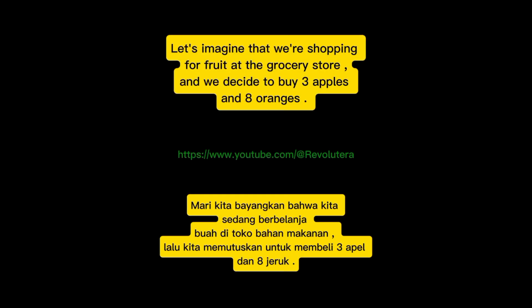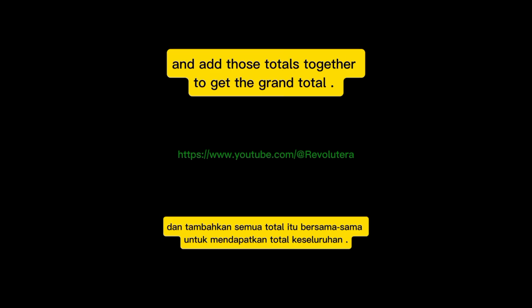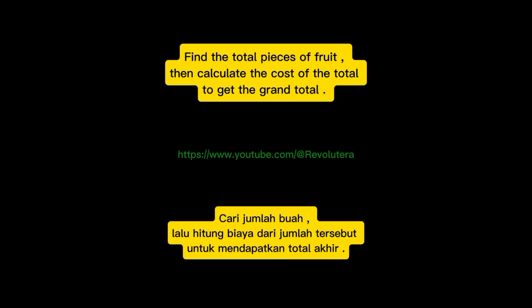Let's imagine that we are shopping for fruit at the grocery store, and we decide to buy 3 apples and 8 oranges. To calculate the total cost of the fruit, we want to realize that, because the cost of both apples and oranges is equivalent, we can compute our total cost 2 ways, and add those totals together to get the grand total. Find the total pieces of fruit, then calculate the cost of the total to get the grand total.